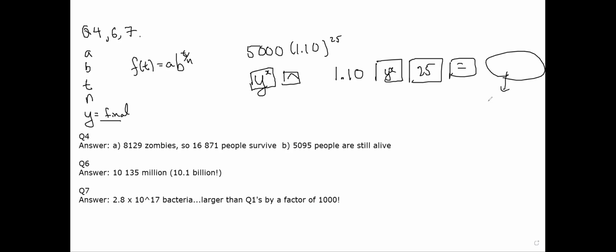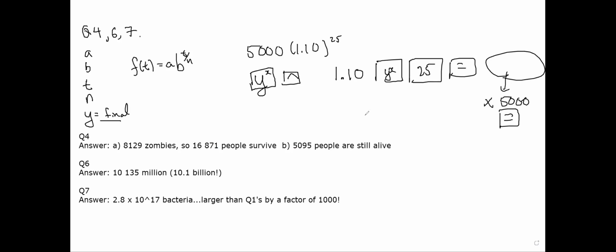Here's what one type of calculator you'd have to do. You would do 1.10, press the YX, type 25, and then press the equal sign. Whatever you get as your answer, you just multiply by 5,000, and then you should get your final answer.